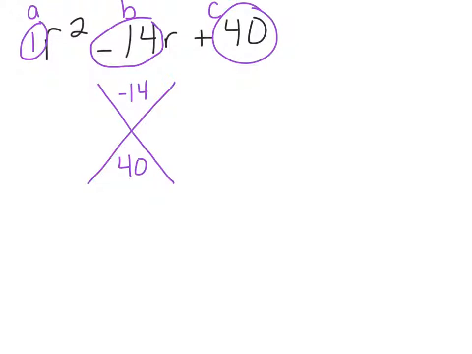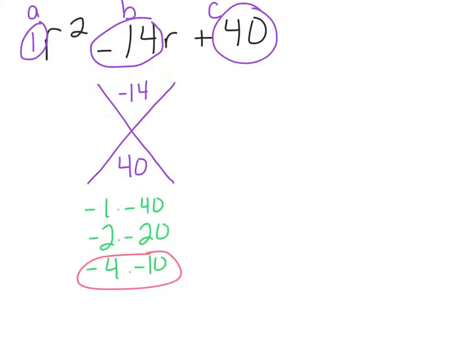Now we're going to start to list all the pairs of factors of 40. Since 40 is positive, we want our factors to have the same sign, and they're going to be the same as whatever b is, which in this case is negative. So negative 1 times negative 40, combined to see if it equals negative 14, and it does not. Negative 2 times negative 20 does not work. Negative 4 times negative 10, that works, because negative 4 plus negative 10 does equal negative 14. So we'll put these in the sides of our x.